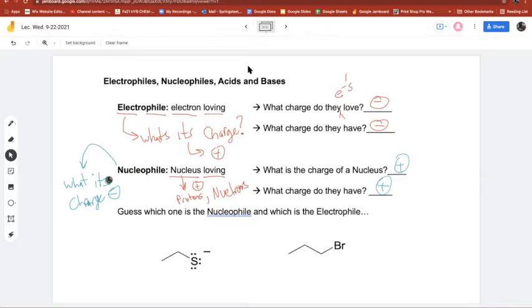So what do you think this sulfide is? Is it a nucleophile or an electrophile? Yes, this is a nucleophile, because nucleophiles have negative charge and they're attracted to positive charge. This negative charge makes you think, oh, it's a nucleophile.